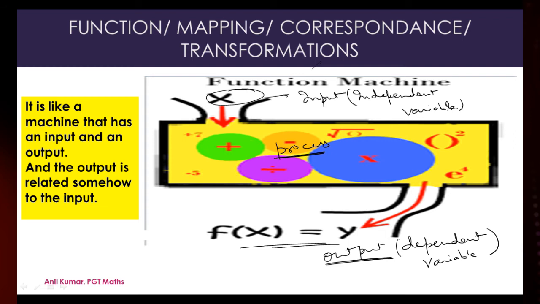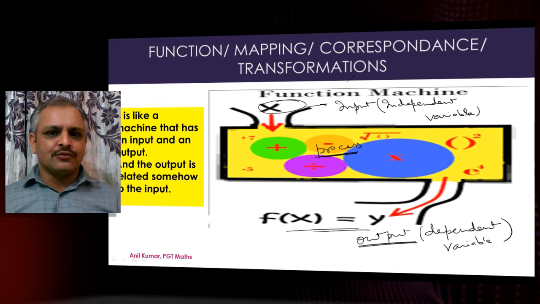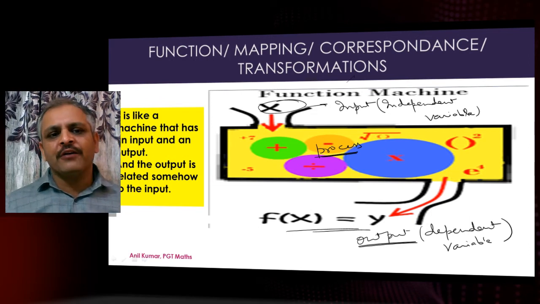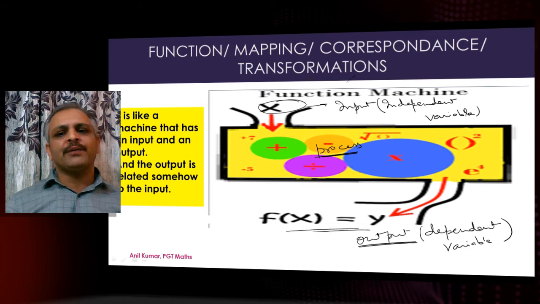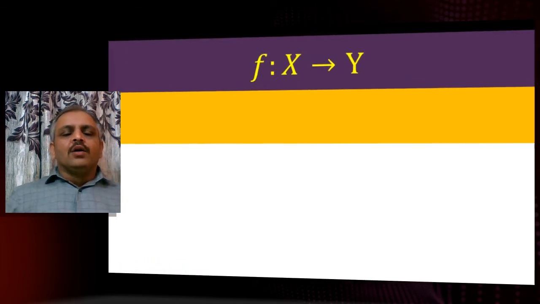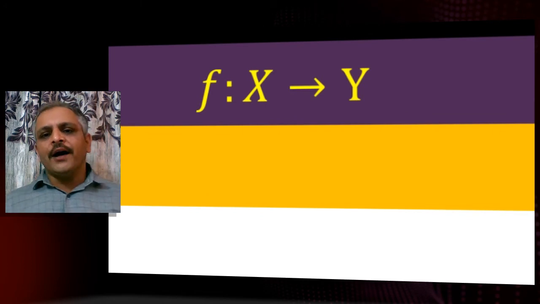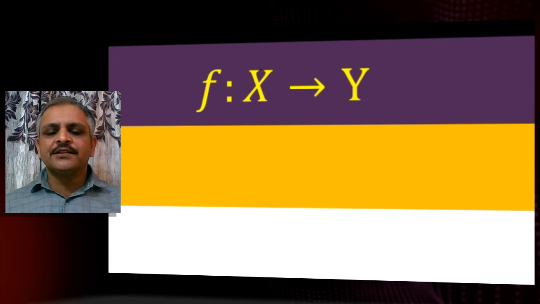If you remember, near about this we had given the definition of the relation also. There also input and output were related. Then how is it different from that relation? Let's understand that. So here I have taken the function f from the set x to y. What is x here? X represents the domain of the function and y represents the codomain of the function.